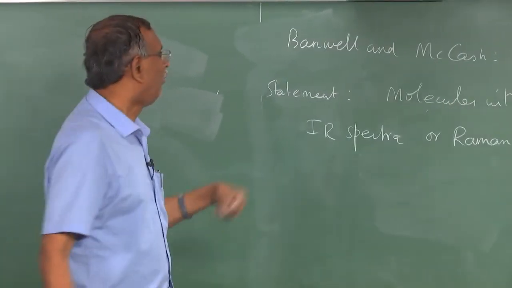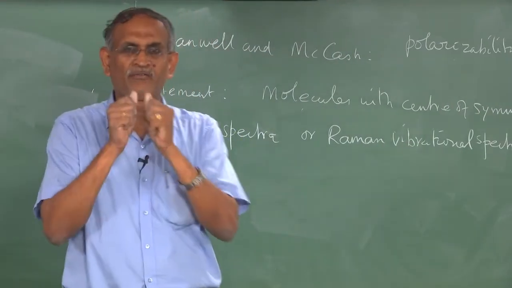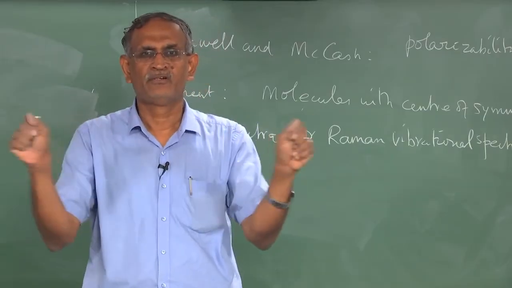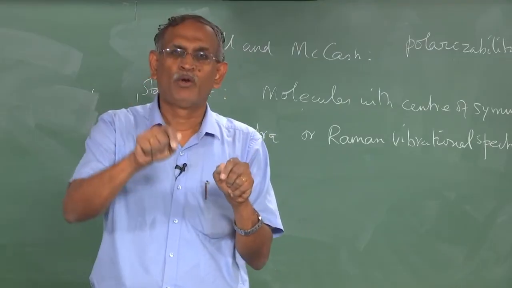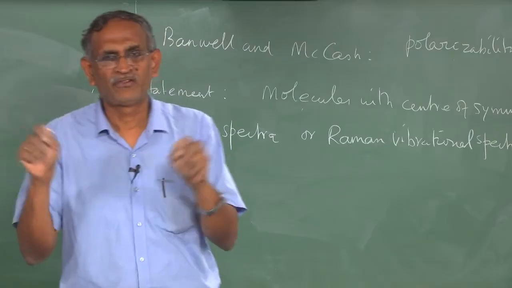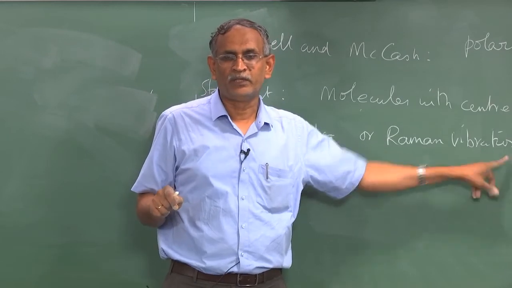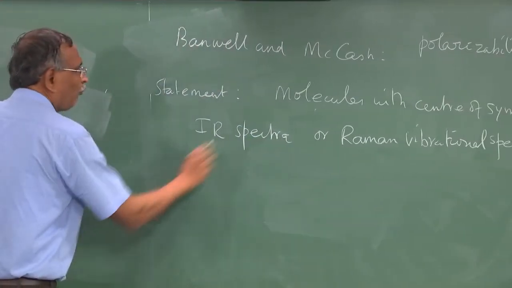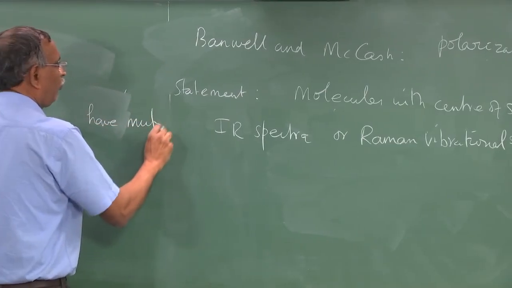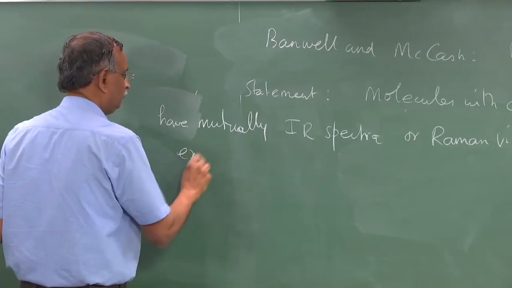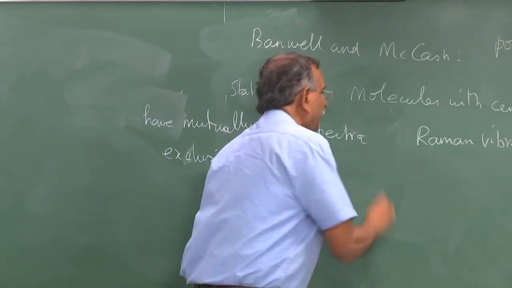This is the same thing with all molecules which have a center of symmetry, such as carbon dioxide. Carbon dioxide has the center of symmetry at carbon, and its symmetric stretch does not have any dipole moment change, but during the symmetric stretch the polarizability changes. Therefore, the symmetric stretch is not detectable by IR, but it can be seen in Raman spectroscopy. Therefore, they are mutually exclusive. Molecules with a center of symmetry have mutually exclusive IR spectra and Raman spectra.